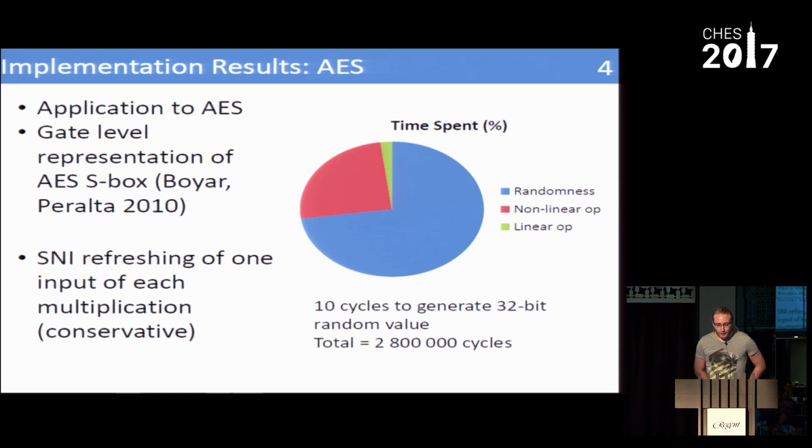So yeah, I forgot: the 10 cycles were chosen in order to be comparable with the work of Goudarzi and Rivain. And we also have another setting for the cost of the randomness, which corresponds to what we had in our TRNG, which is about 80 cycles to generate a 32-bit random value. And here we see that the randomness takes mostly everything.